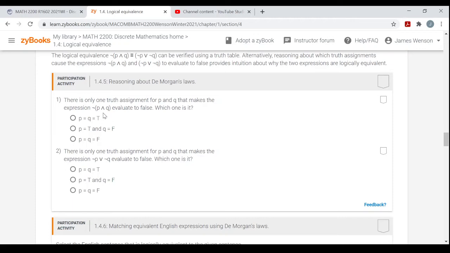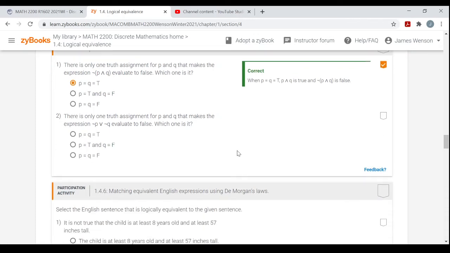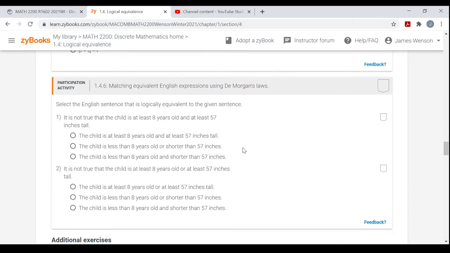So again, not (P and Q). Right? When is that going to be false? When is not (P and Q) going to be false? When both P and Q are true. Right? When both P and Q are true. And again, you can reason that out on your own if you would. I'm going to leave that to you.